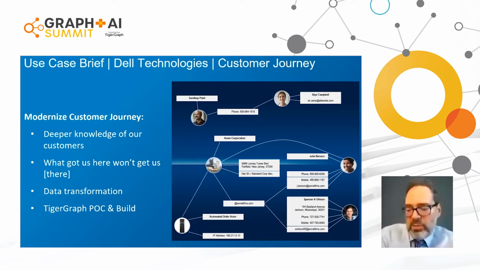There are a number of different active graph use cases in flight within Dell, in various stages from POC to build. And I hope to have some updates on our success by the end of the year. At this time, I'm going to go ahead and turn it over to Scott for our Customer 360 demo.